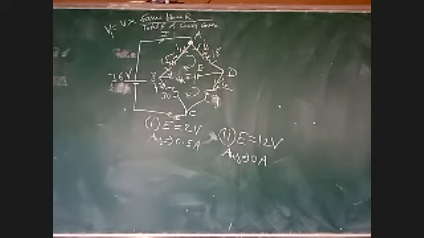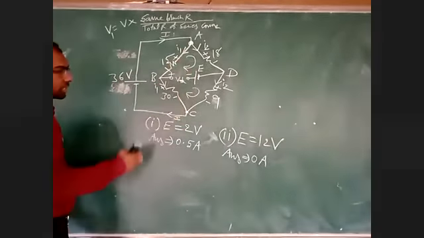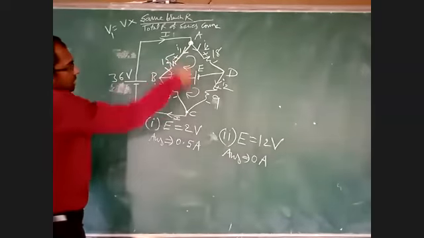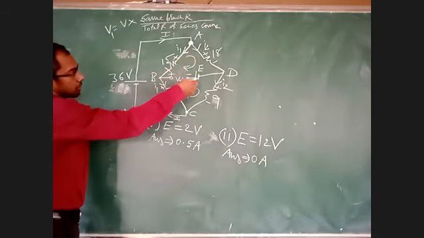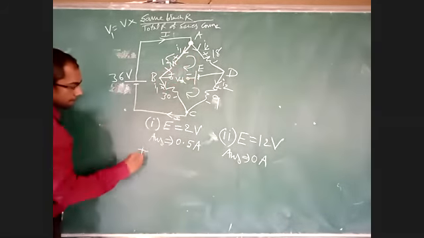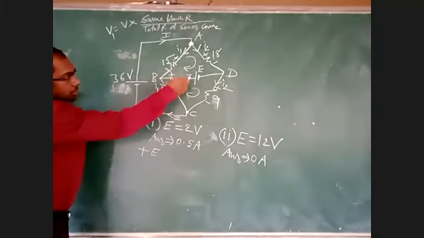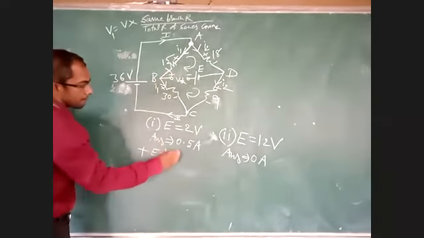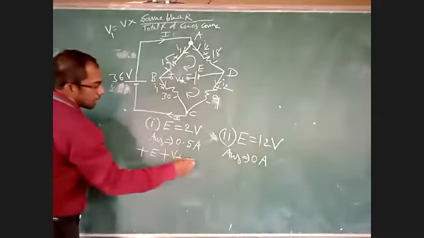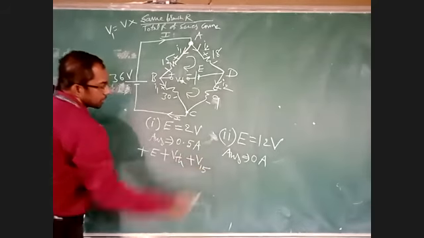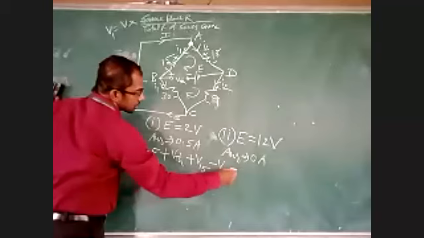Okay. Now I will determine VTH. I can consider the upper one or lower one. Anyone I can consider. Let us consider both and see whether we get the same answer or not. Consider the upper one. Minus to plus, plus E, minus to plus, plus VTH. Voltage in 18 ohm, plus to minus, minus V18, is equal to 0.